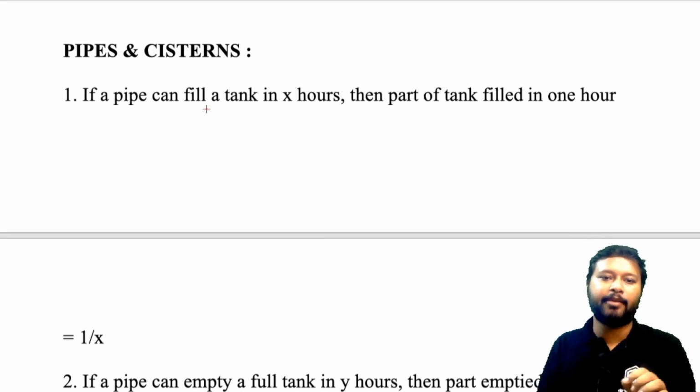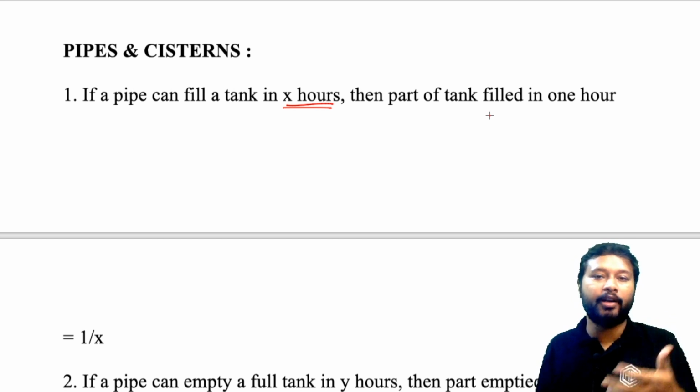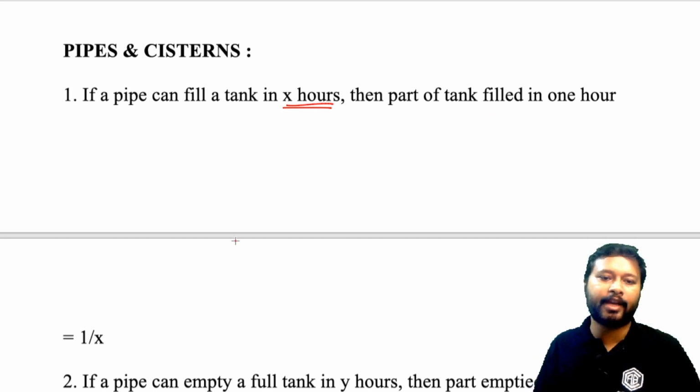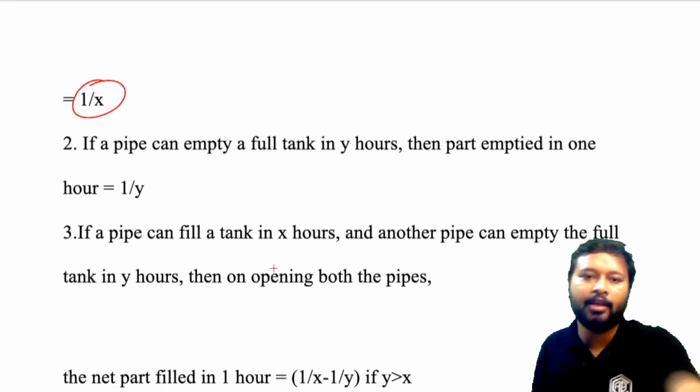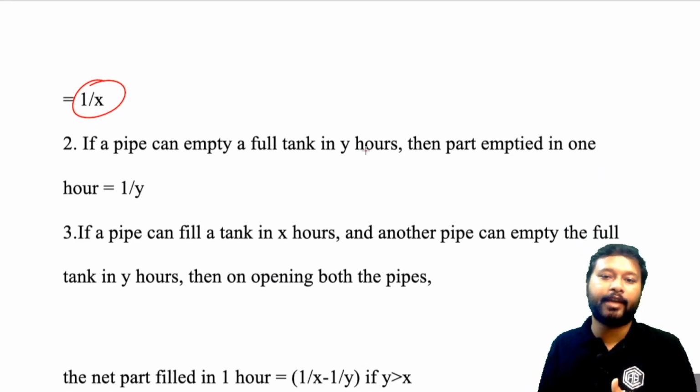It says if a pipe can fill a tank in X hours, then what part of the tank is filled in 1 hour? 1 by X part of the tank will be filled. Then if a pipe can empty a full tank in Y hours, then the part emptied in 1 hour is 1 by Y.